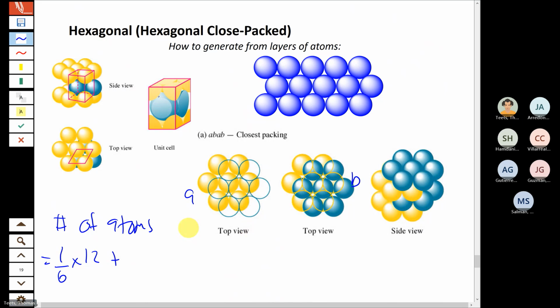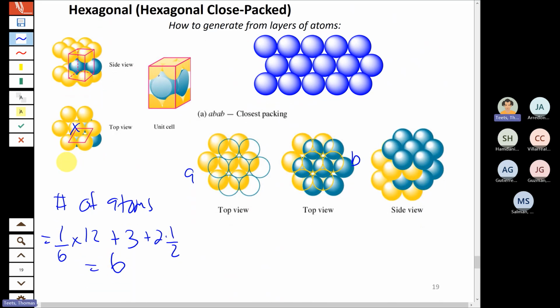You have 3 that are in the center, completely enclosed by the hexagon. That would be these blue ones here. And then these ones on the top of the center of each one are going to be shared by 2 adjacent cells, so they count as a half each. So in a hexagonal unit cell, you'd have 6 total atoms.